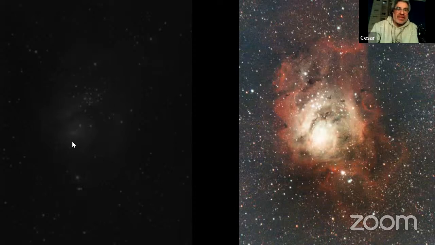But when you can see the Lagoon Nebula, you have a very finely ghostly sensation. Maybe if you have this sensation, you are lucky. You are in a deep sky, sorry, in a dark sky area.